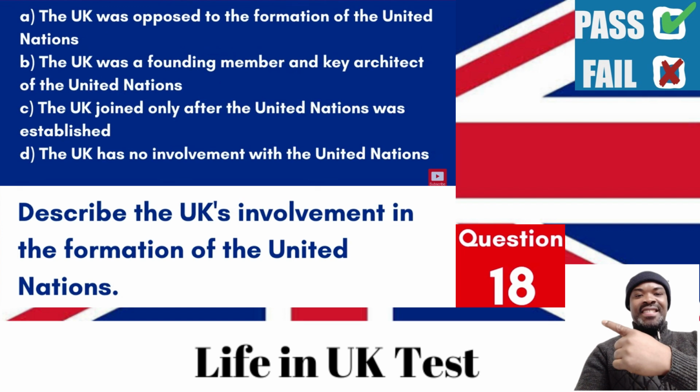Question 18. Describe the UK's involvement in the formation of the United Nations. A. The UK was opposed to the formation of the United Nations. B. The UK was a founding member and key architect of the United Nations. C. The UK joined only after the United Nations was established. D. The UK has no involvement with the United Nations.